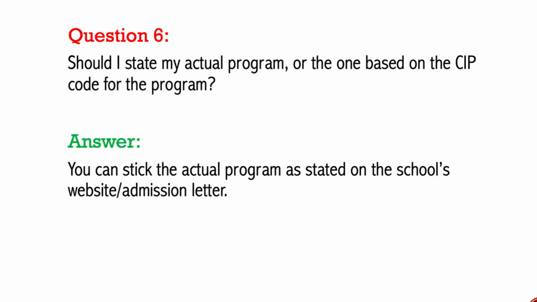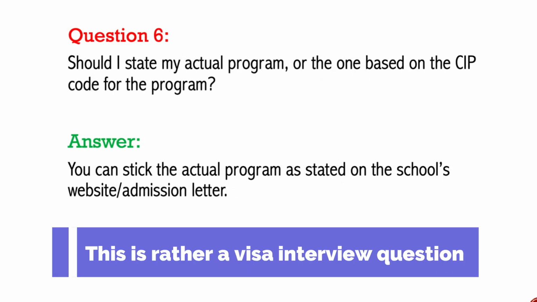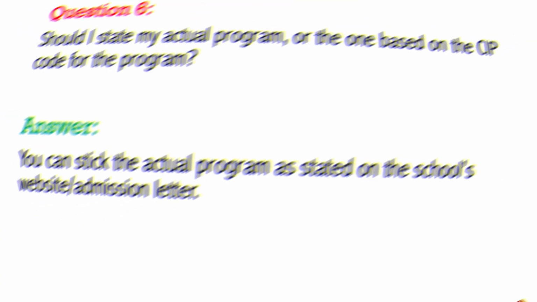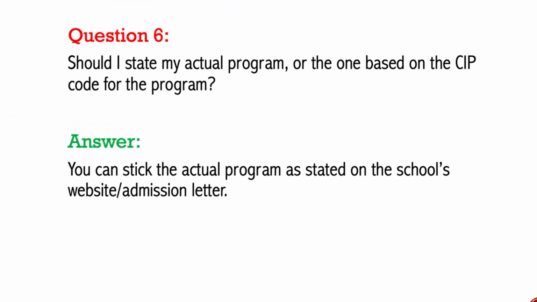Question 6. Should I state my actual program or the one based on the CIP code for the program as stated on the I-20? Well, you can stick to the actual program as stated on the school's website. If asked during the visa interview, you have to say it is the same as the one on the I-20, and that the one on the I-20 is the CIP code for the program.